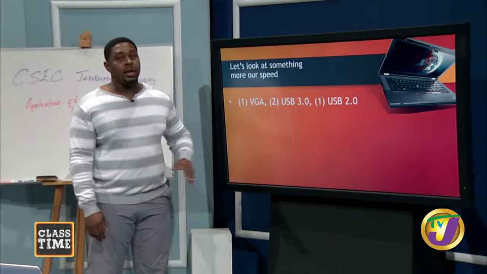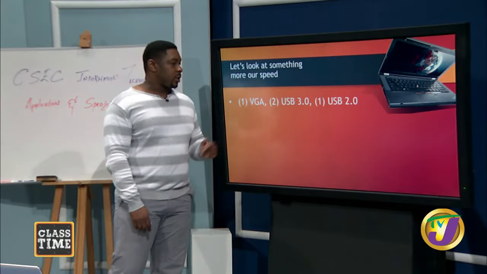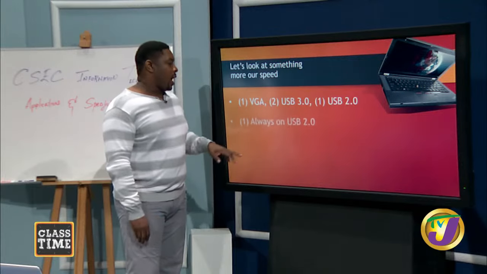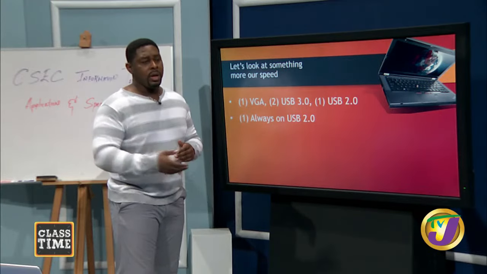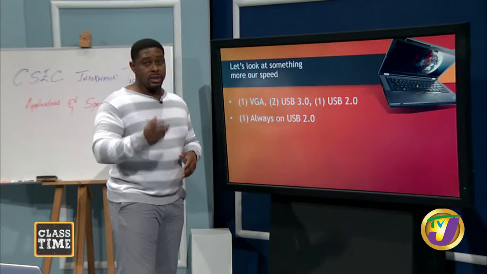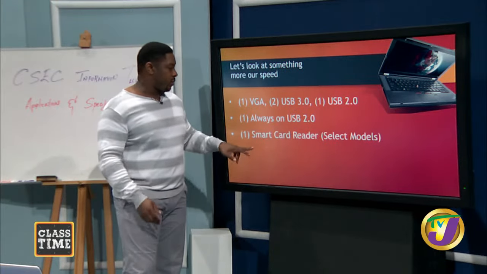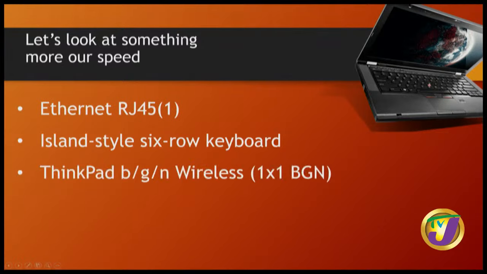And then we have VGA connections, and your VGA connection would be on the outside, which you can basically use to connect to a projector. And two USB 3s and a USB 2 and one always-on USB, which means that there's always power there. So you can plug in your devices there and it will provide you with power. Smart card reader, etc. So these are basically the specifications for your laptop.